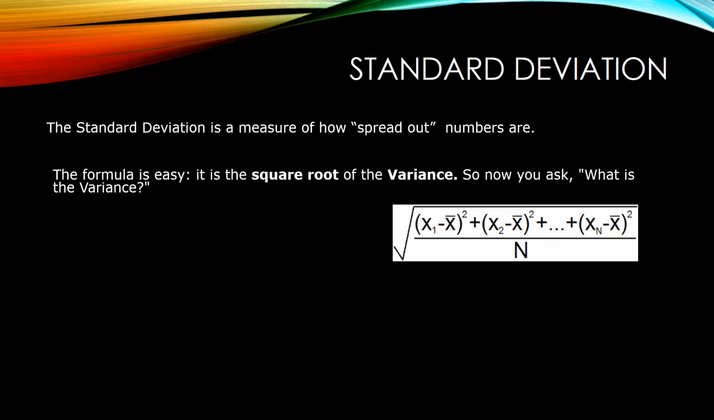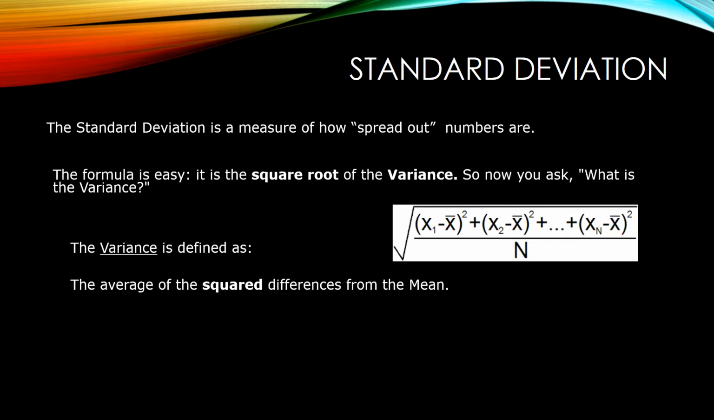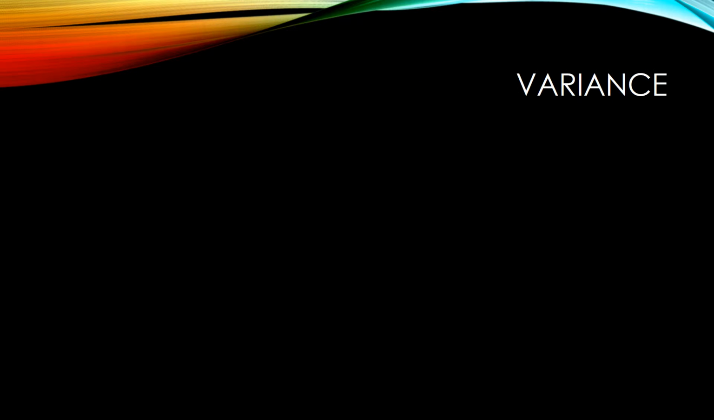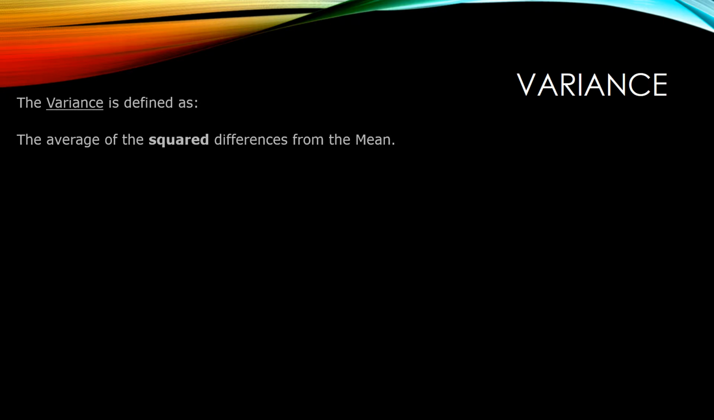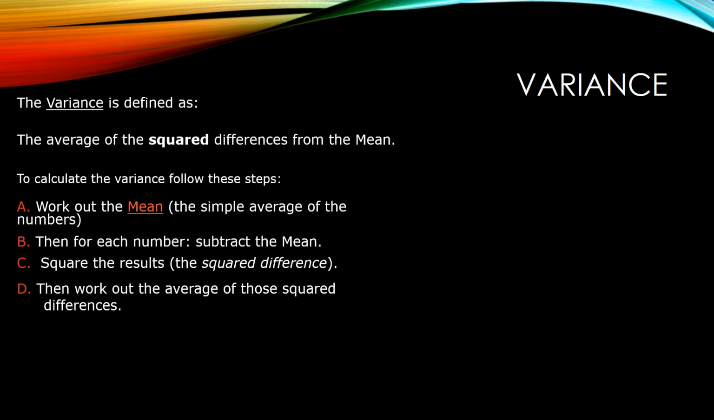So now you ask, what is the variance? That's a little bit trickier, but it's not bad. Variance is the average of the squared difference from the mean. Seems bad. Alright, so let's calculate variance. As I said, it's the average of the squared differences from the mean. So we figure that out in 4 steps.